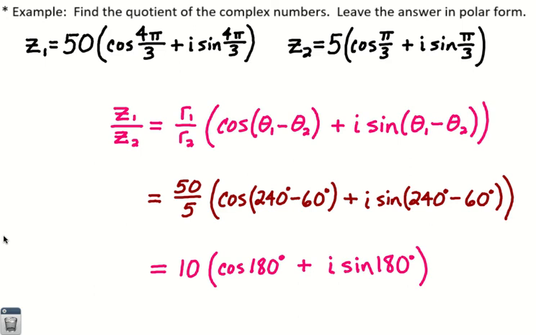But real quick before we move on, could you have left the angle measures in radians? Of course. You could have done 4 pi over 3 minus pi over 3, and that would have eventually gotten you pi. So could you have had pi here and here instead of 180 degrees? Of course. But you probably went with this, or you probably prefer this.